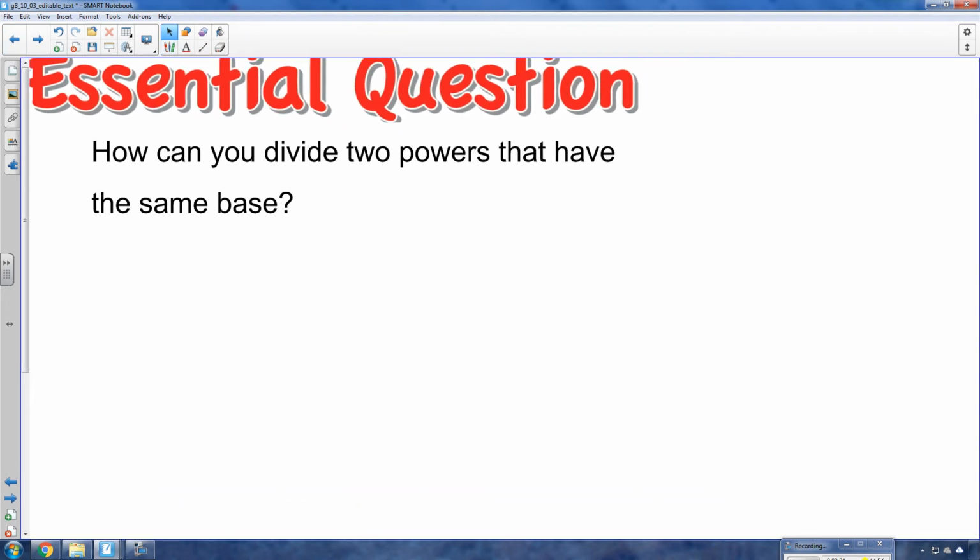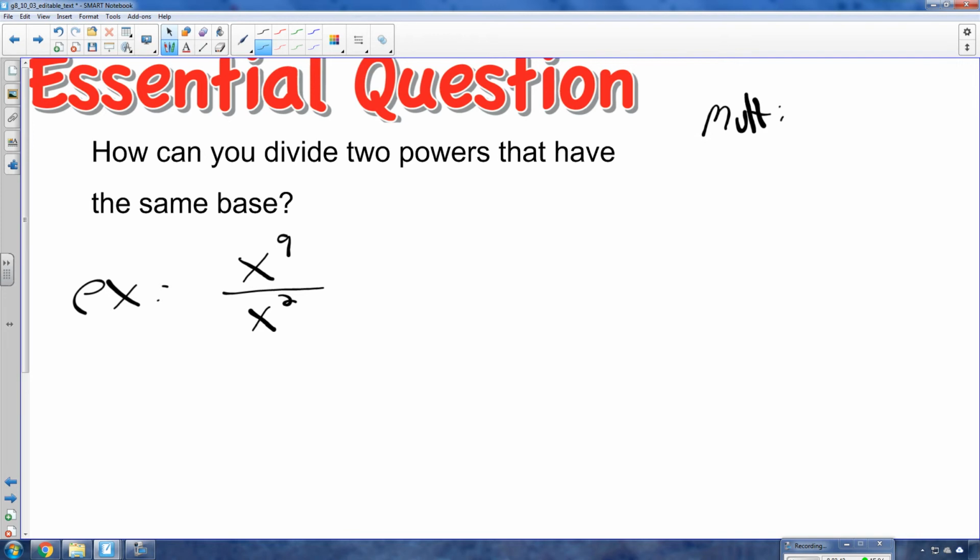Let's say we had an example. This is not on your note paper, so if you need to, just write in the margin. We're not going to be doing a whole lot more, so it's okay to just tag it on. So this is x to the 9th divided by x to the 2nd. Now we know that with multiplication, we keep the base and we add the exponents, right? That's important. So if that's what we do for multiplication, what do you think that maybe we do for division?